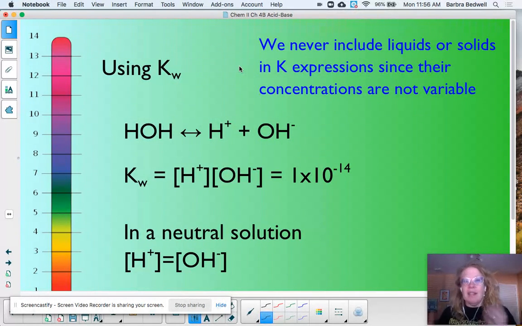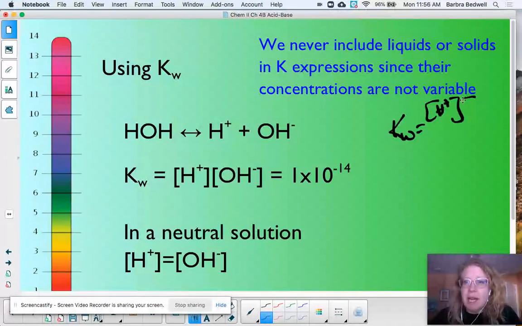Same thing with a solid. It's pure. It's only when it's dissolved in water that we have a kW or an equilibrium expression that can work. So what we would normally write is this: kW equals hydrogen ions times hydroxide ions, the product of those over the concentration of water.